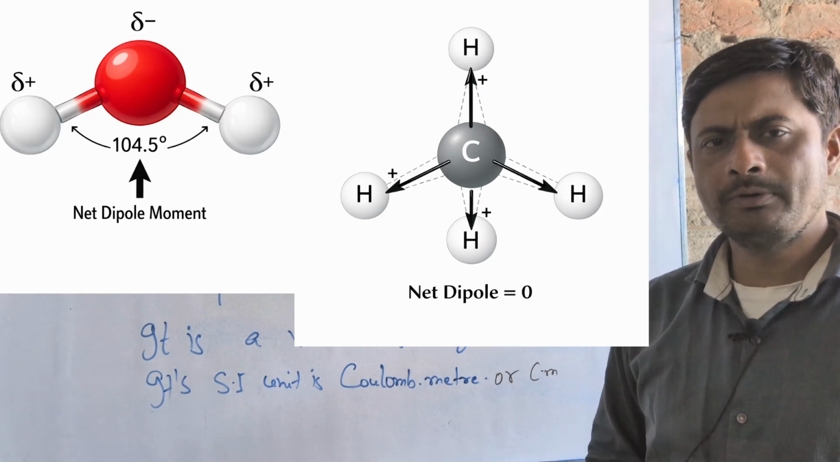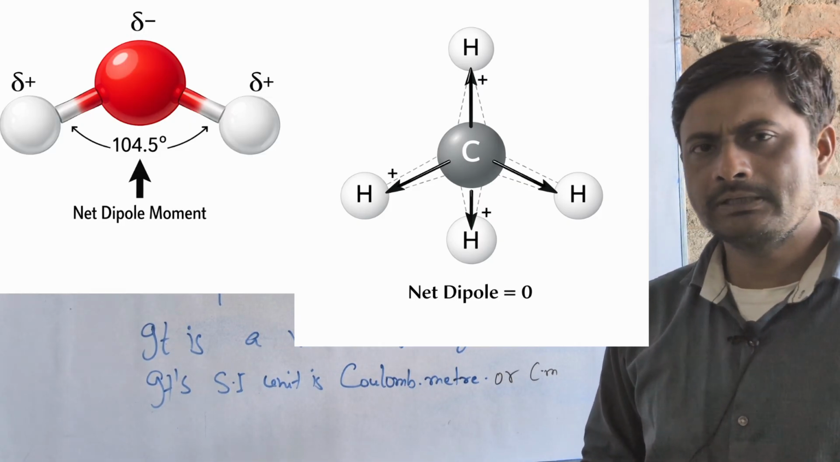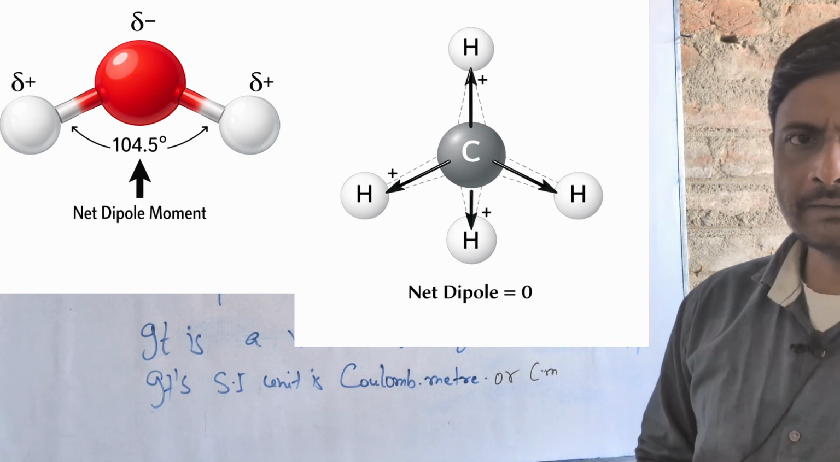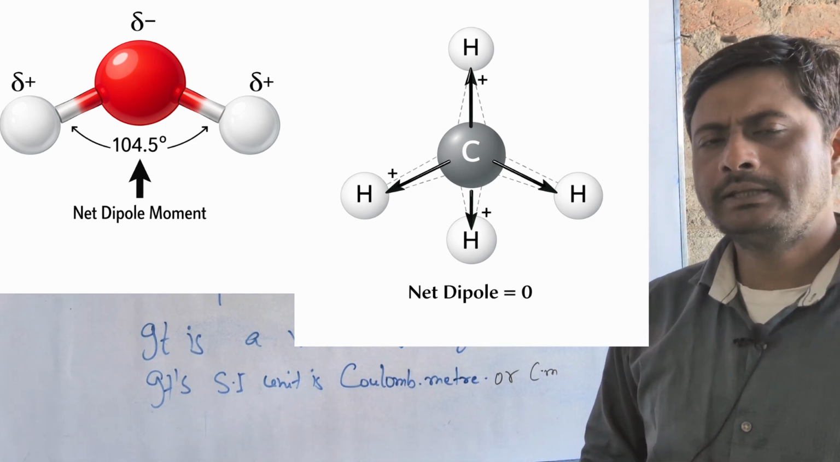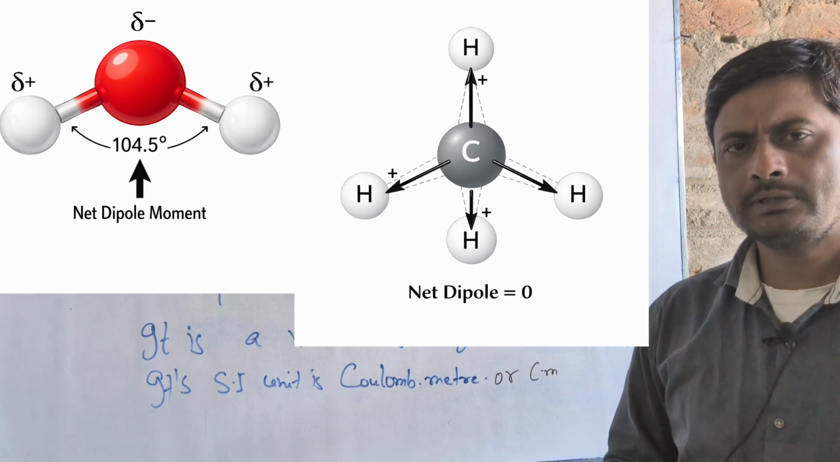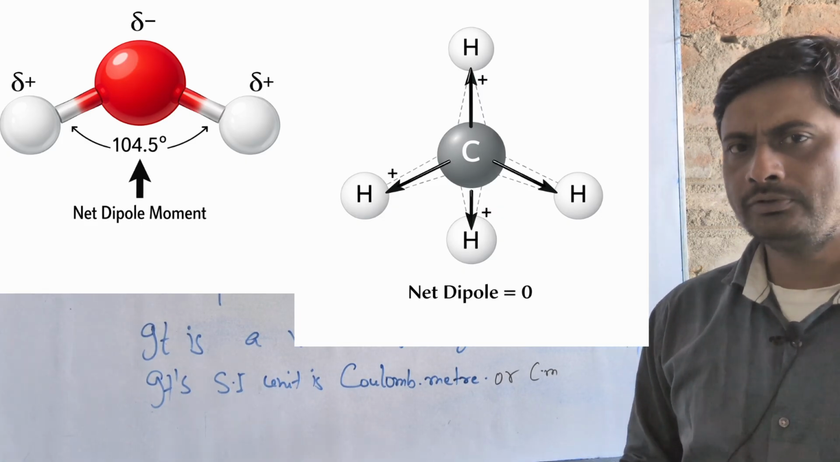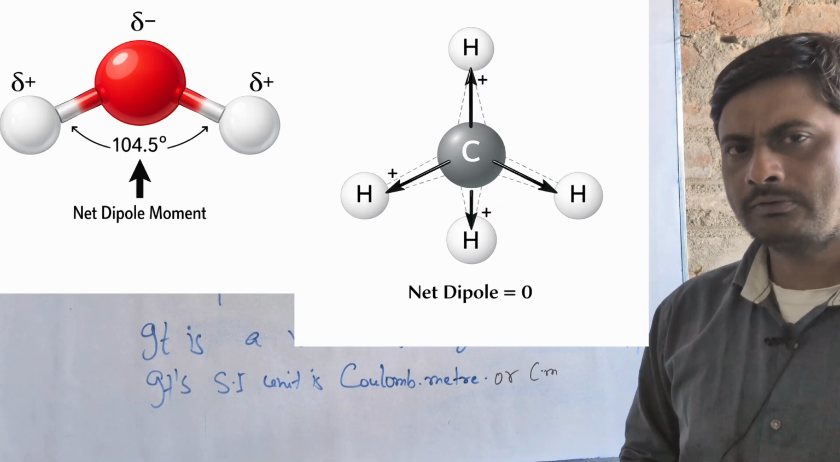The electric dipole moment has a very important physical significance in chemistry. If a molecule has an electric dipole moment not equal to 0, then such a molecule is known as a polar molecule, and if the molecule has an electric dipole moment equal to 0, then it is called a non-polar molecule.